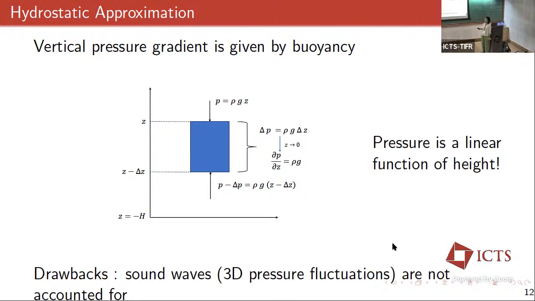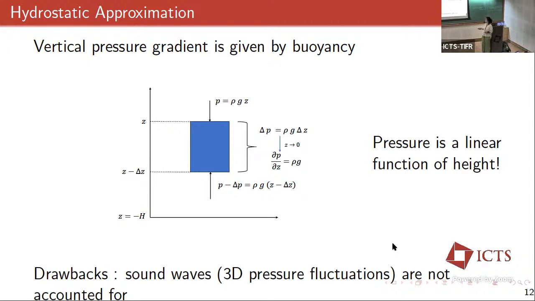Now, what is the drawback? If we are making this hydrostatic approximation, it is an approximation after all. There should be some drawbacks, right? The drawback is that any 3-dimensional pressure fluctuations are not accounted for, because it is only a linear function of height in one direction, and the other 2 directions are ignored.